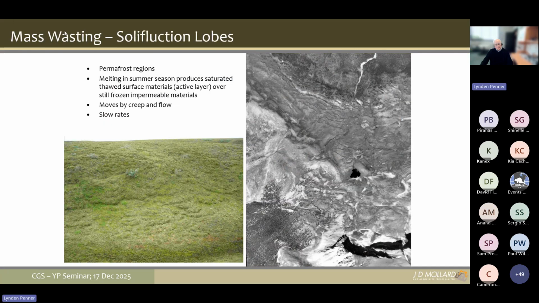Solifluction, so some mass wasting features. This is a creep feature within the active layer. So you see these little ripples on the surface. That's indicating creep within an active layer in permafrost. You can see them here on the slope.